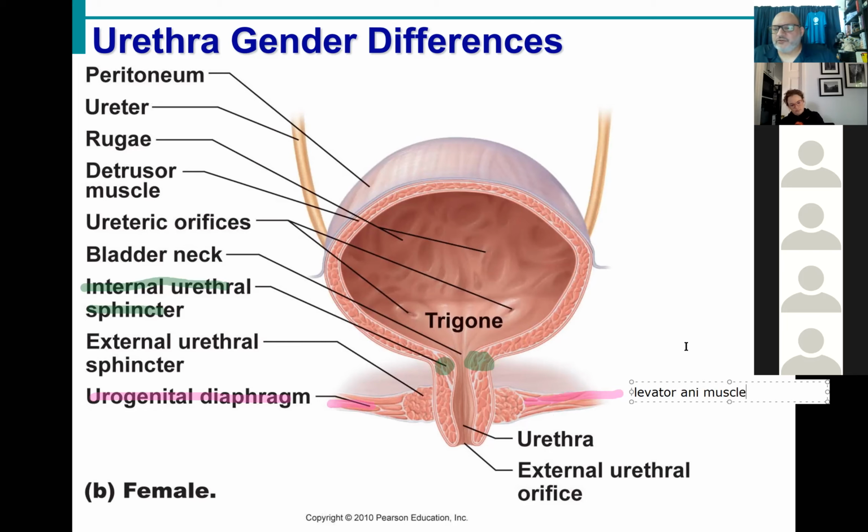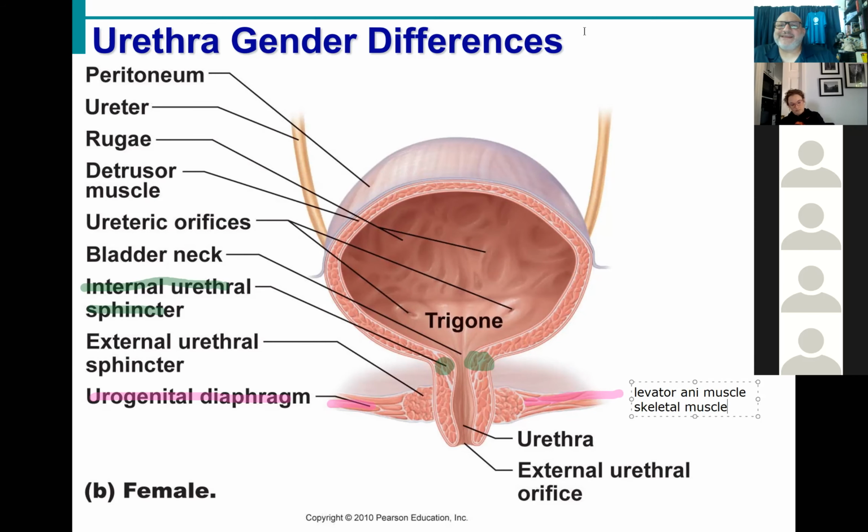The levator ani muscle group is made of the iliococcygeus and pubococcygeus. And if you remember from digestion, this is obviously a skeletal muscle. And just like in defecation, there is an enlargement of that levator ani, that enlargement of that skeletal muscle that surrounds the urethra, forming the external urethral sphincter.